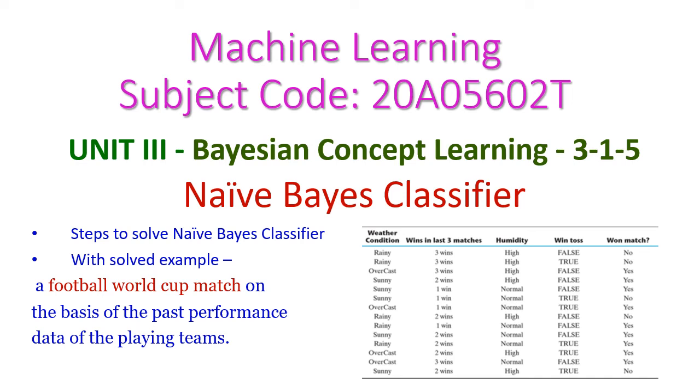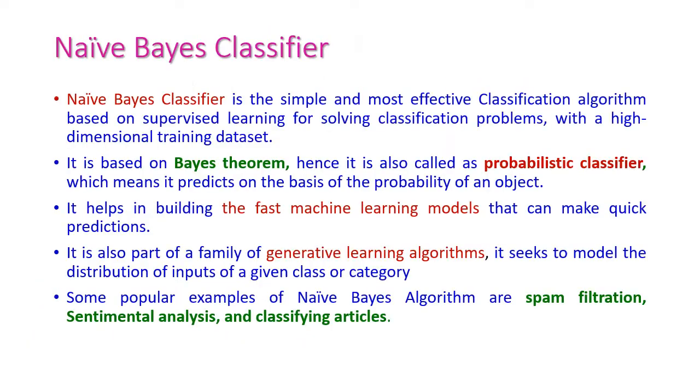Welcome to today's machine learning class, and in this class we will see the Naïve Bayes classifier from third unit, Bayesian concept learning. That is the part 1 of third unit. And in this class we will see what is Naïve Bayes classifier and steps to solve the Naïve Bayes classifier. After that we will see one example, that is the football World Cup match on the basis of past performance data of playing teams. Okay, this is our textbook example. Let us see all those things one by one.